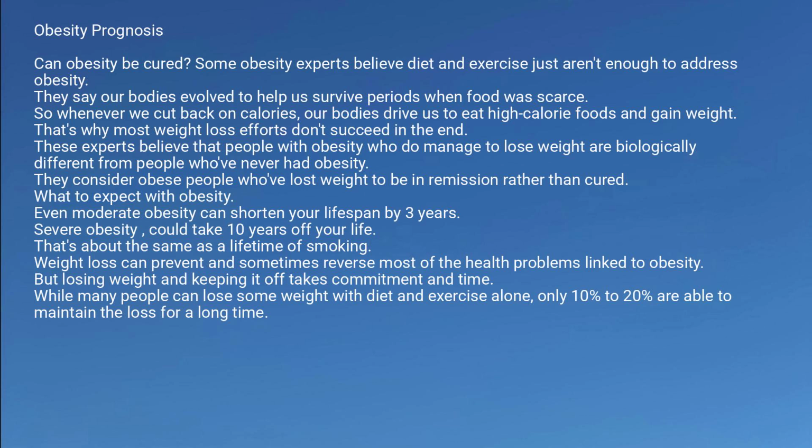What to expect with obesity? Even moderate obesity can shorten your lifespan by 3 years. Severe obesity could take 10 years off your life. That's about the same as a lifetime of smoking. Weight loss can prevent and sometimes reverse most of the health problems linked to obesity. But losing weight and keeping it off takes commitment and time. While many people can lose some weight with diet and exercise alone, only 10% to 20% are able to maintain the loss for a long time.